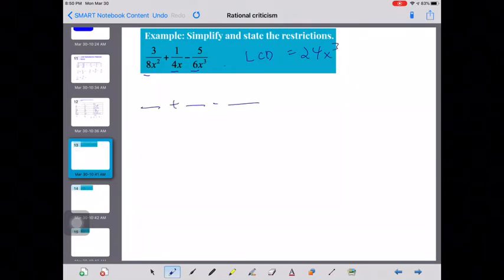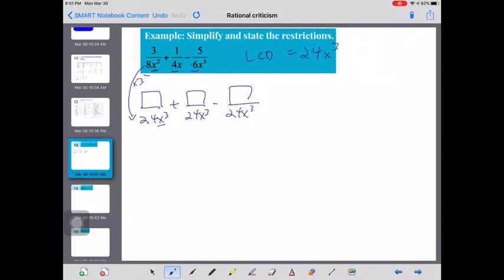So next step, I'm going to write down the 3 fractions, but I'm going to have 24x cubed in each case. Now we have to change the numerator, because the numerator cannot stay the same when we're changing the denominator. So you ask yourself, what number did you multiply to get from 8 to 24? Well, we have to triple, so times 3.